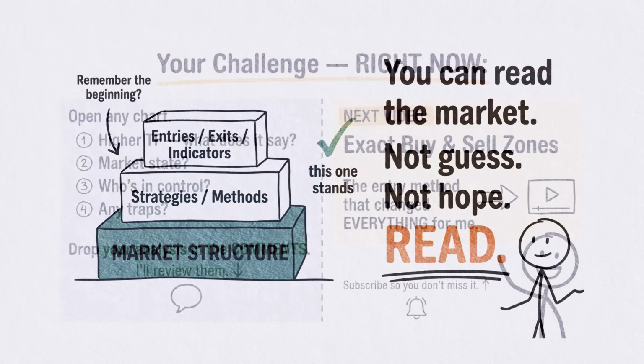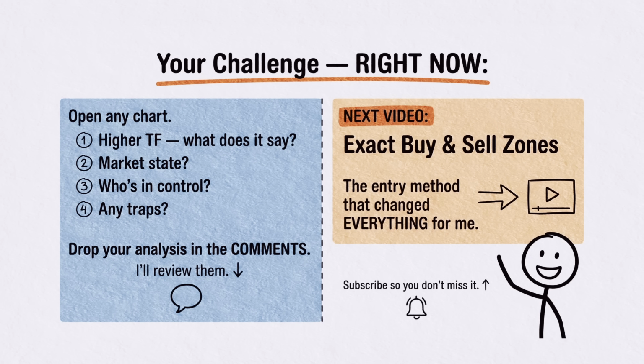Read. So here's what I want you to do right now. Open any chart you're watching. Run through the 5 steps. What does the higher time frame say? What state is the market in? Who's in control? Are there any traps? Drop your analysis in the comments.